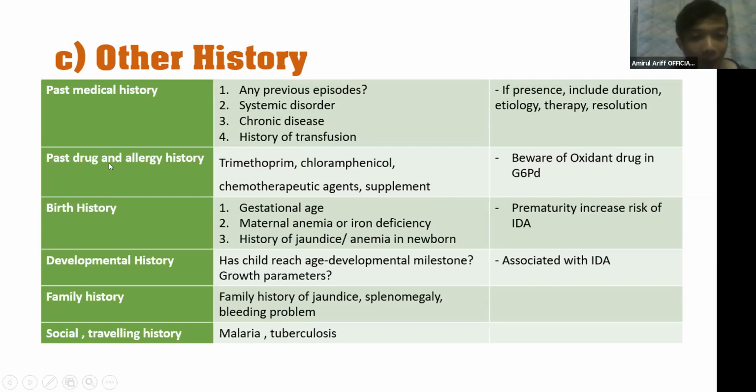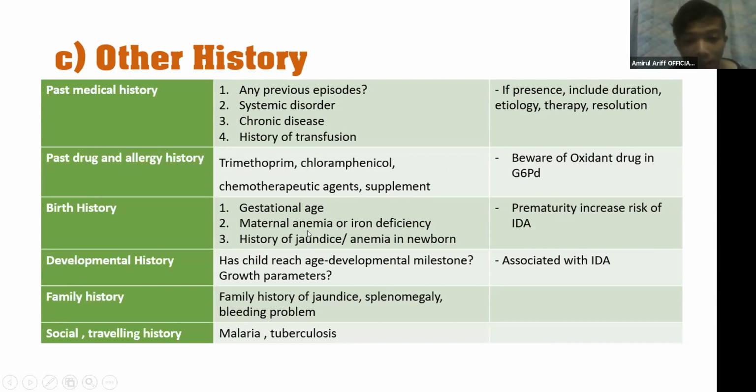For past drug and allergy history, we need to know regarding oxidant drugs in G6PD, like the antibacterials sulfonamide, nitrofurantoin, or other antibiotics like chloramphenicol, which can be oxidant drugs in G6PD. We ask as well regarding chemotherapeutic agents, because these can suppress the bone marrow, and supplements as well. And you need to know that prematurity also increases the risk of IDA.